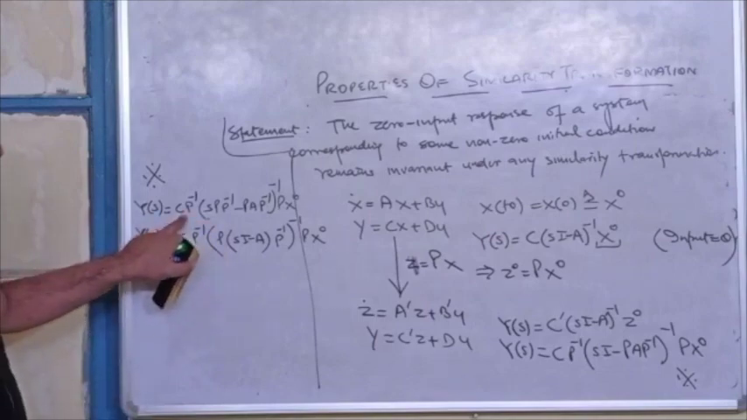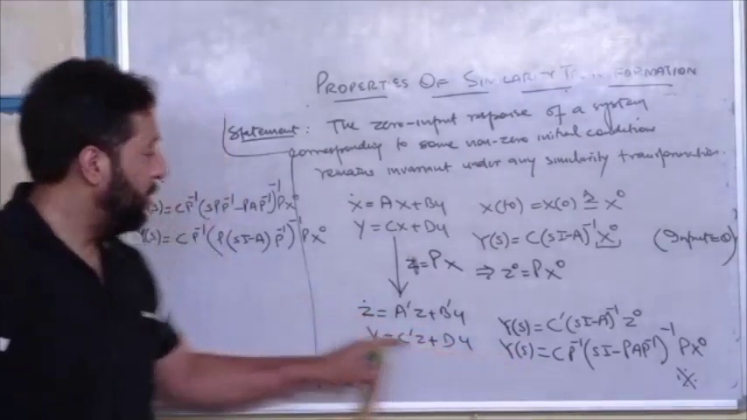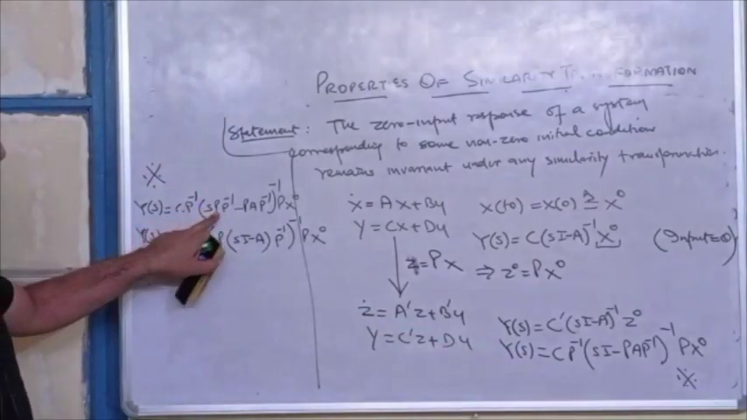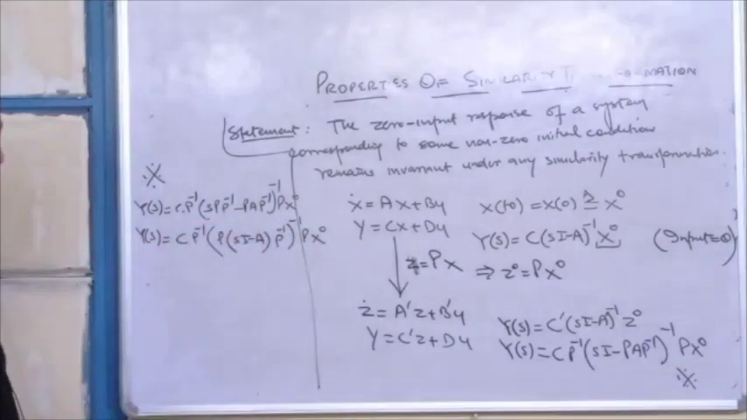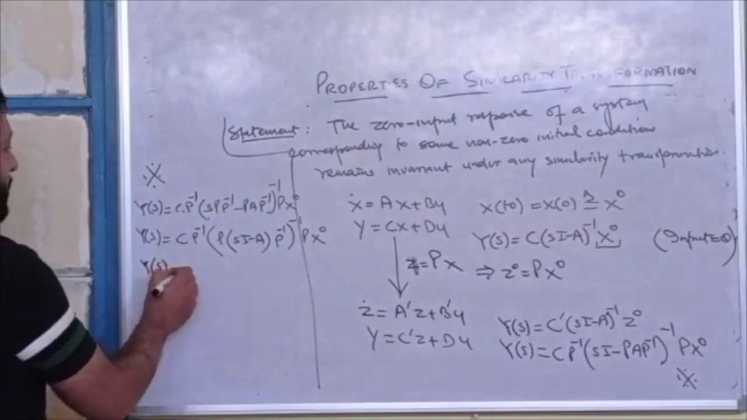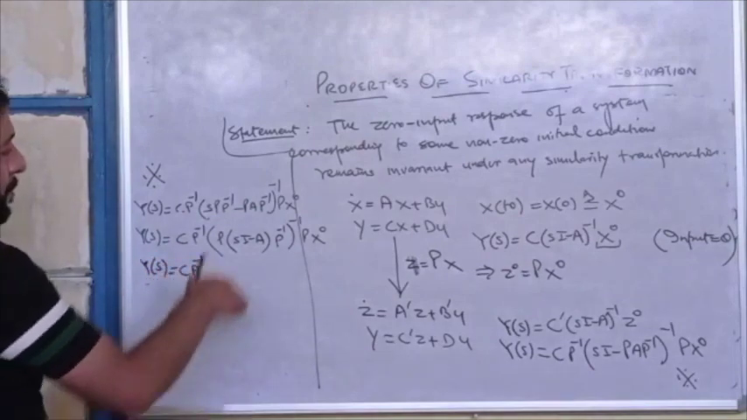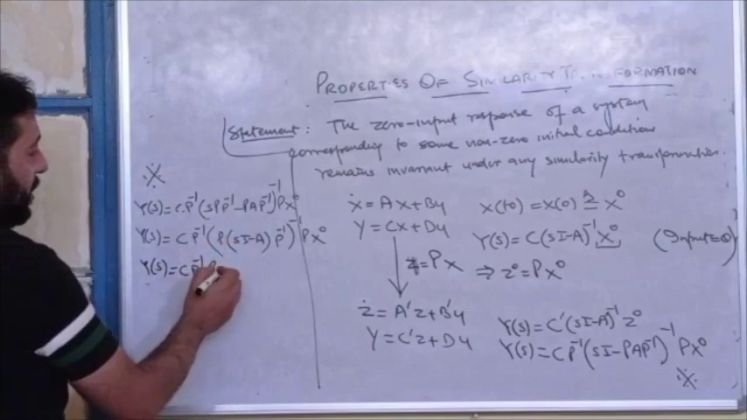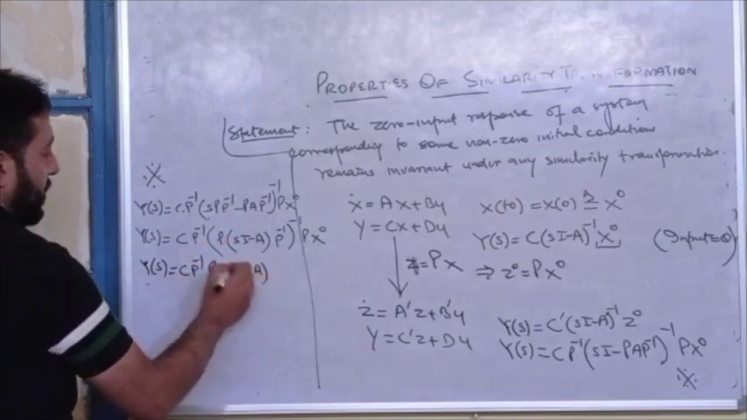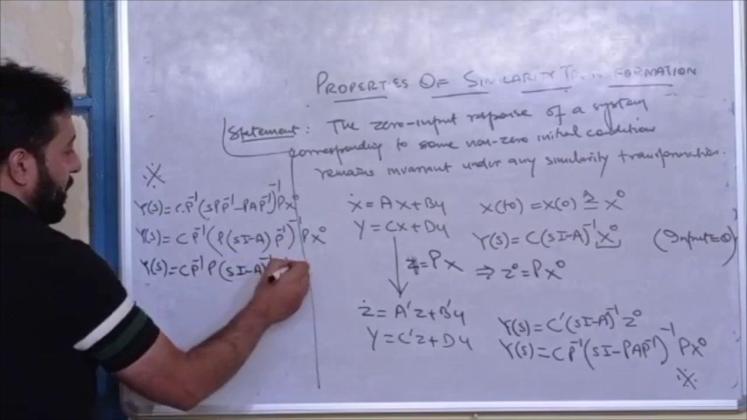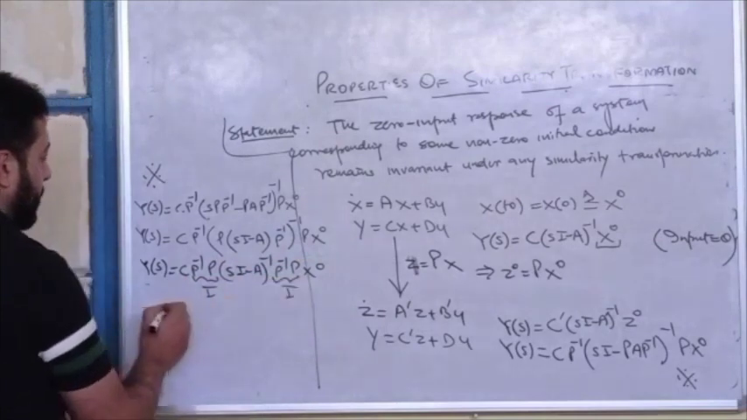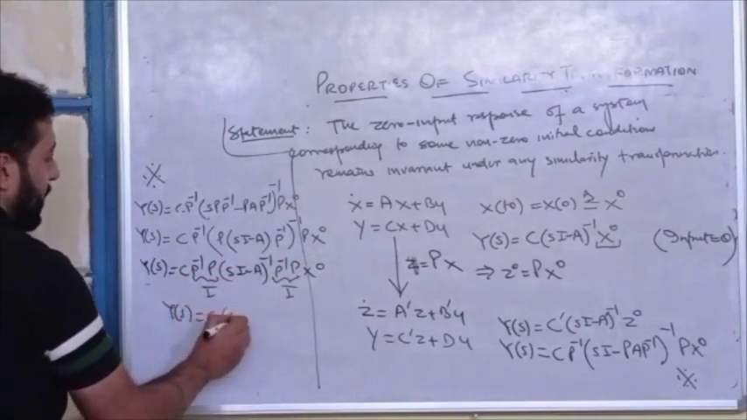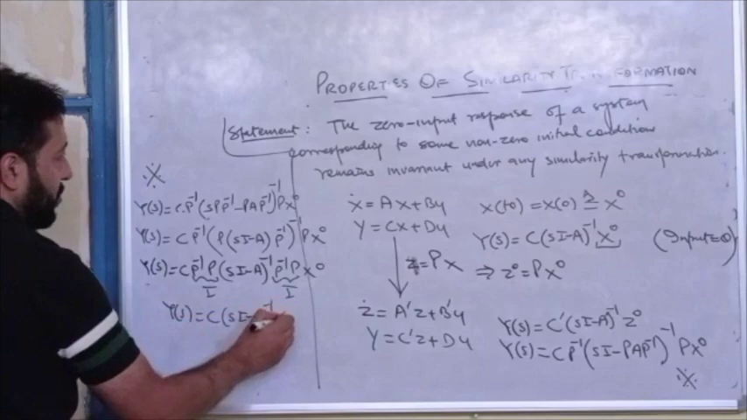यहाँ पे मैंने YS is equal to, इसको मैं expand कर रहा हूँ. So, you have got CP inverse, then S, instead of I am writing PP inverse, then minus PAP inverse, whole inverse, then P and X naught, which is in turn equal to YS is equal to CP inverse, P, same expression, then SI minus A inverse, P inverse, P or X naught. This is I, this is I, so this is Y is equal to C, SI minus A inverse, X naught, that's this.